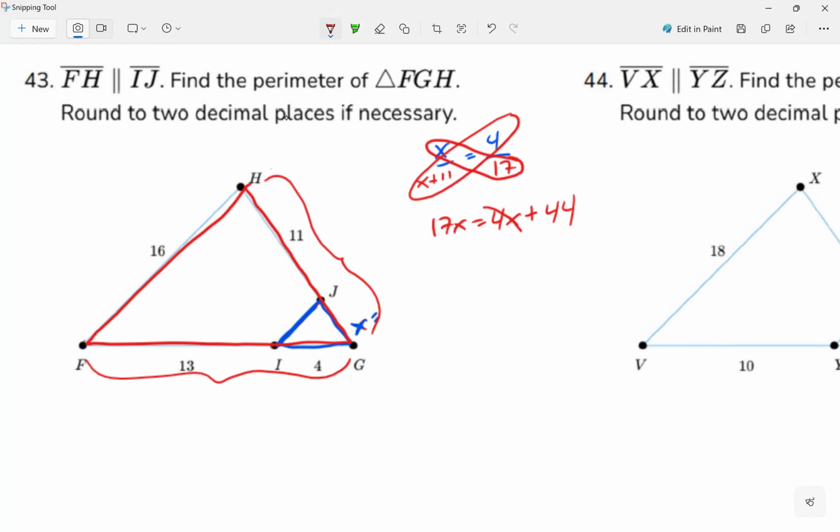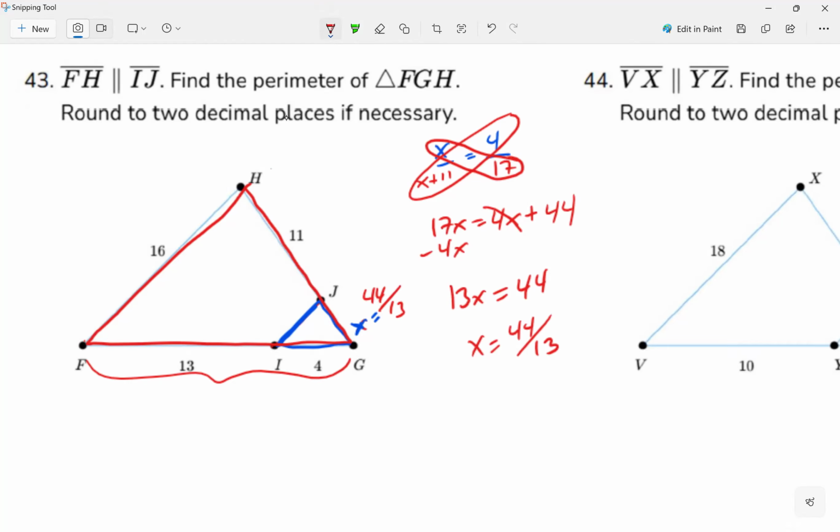Let me subtract a 4. Right, I moved it to the other side. I changed the sign. I know 17 minus 4 is 13. So I have that 13 times x is equal to 44. So it means that x is equal to 44 divided by 13. I don't want to deal with decimals yet. 44 divided by 13.